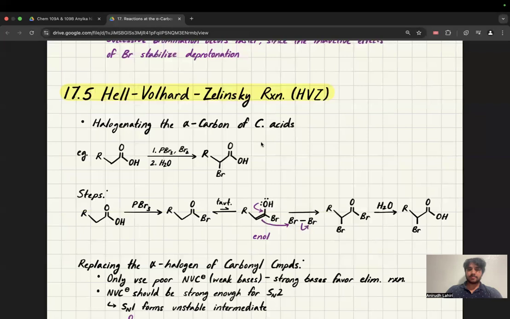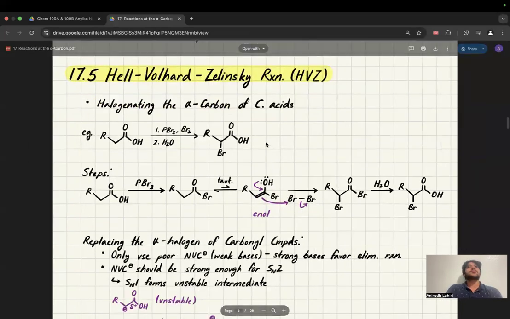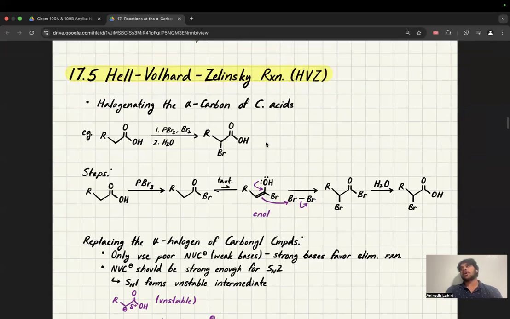Okay, HVZ. This is the Hell-Vollard-Zelinsky reaction. This reaction becomes pretty important when you talk in 109C about amino acids, specifically in biochemistry, and higher level organic chemistry and biology courses. Okay, so halogenation of the alpha carbon.